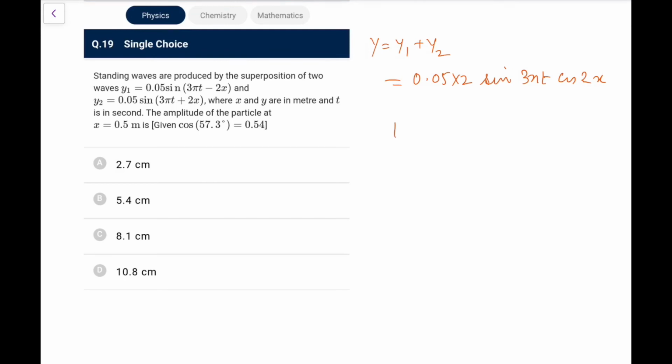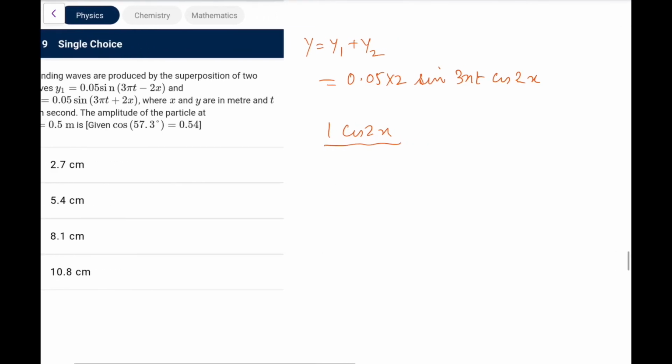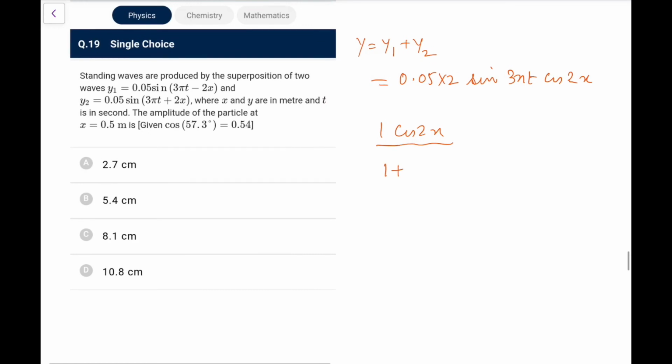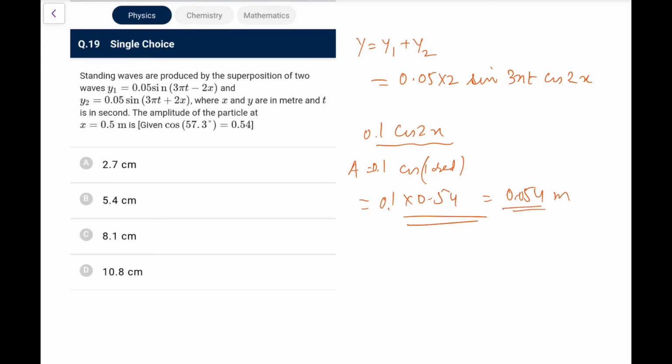So the amplitude term would be 1 cos 2x at any point. So at 0.5 it would be cos of 1, and 1 radian is 57.3 degrees, given as 0.54. So it should be 1 into cos 1, I'm writing it wrong. The amplitude would be 1 into cos of 1 radian, which is given as 0.54. Okay, 0.05 into 2 is 0.1, I am making a mistake. So it is 0.054 meters, or I can write it as 5.4 centimeters. So go for option B.